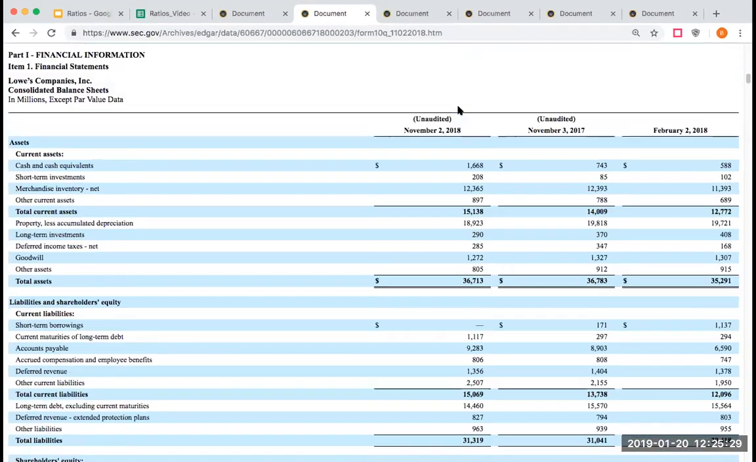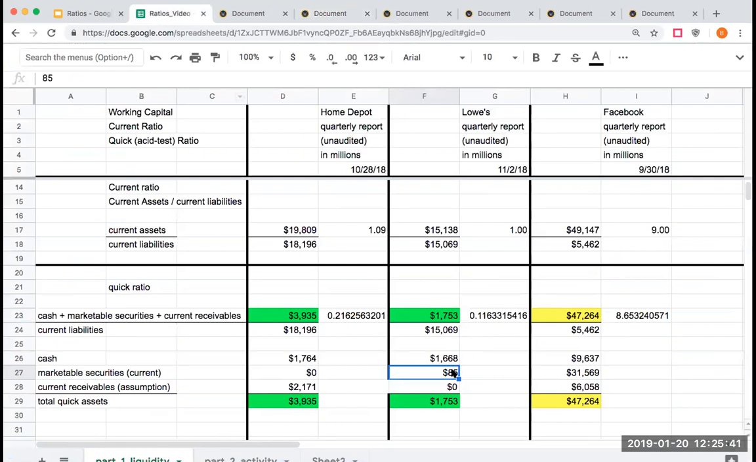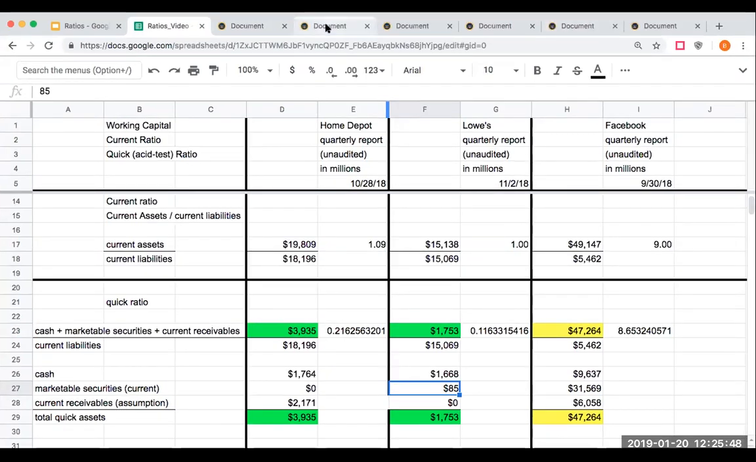So here I have Lowe's companies, and for Lowe's, that's the cash and cash equivalents and the short-term investments. And right here, whoa, did I screw that up? 1668 and then 208. Okay, I'm losing it. So here, there we go.